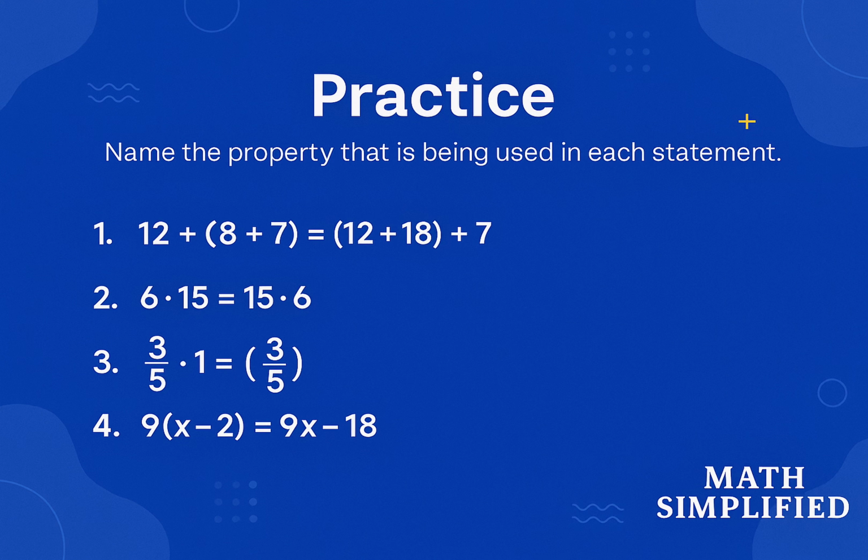Okay, so now 3 over 5 times 1 equals 3 over 5. Remember, that's just multiplicative identity, okay? Because any number times 1 is the same number, okay? The fourth one is 9 times (x minus 2) equals 9x minus 18. Remember, it's distributive property. We're distributing the 9, okay?